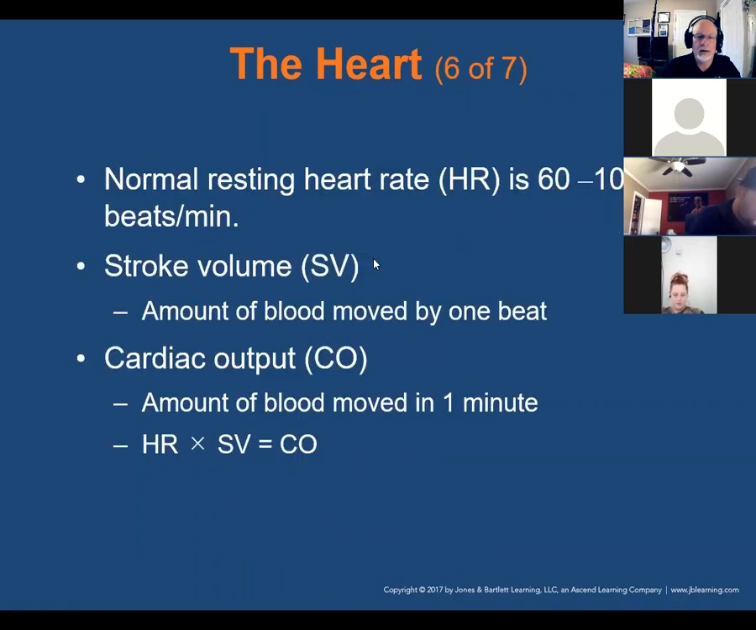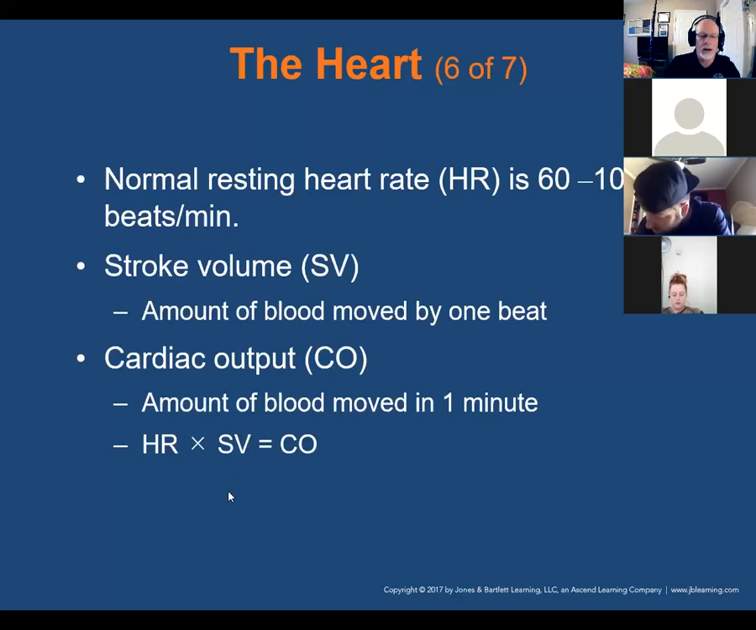Talked about that already. Stroke volume. Stroke volume is the amount of blood that's squeezed out of the heart in one beat. Cardiac output is the amount of blood squeezed out of the heart in 1 minute. So heart rate times stroke volume equals cardiac output. Well, that's easy, isn't it? Heart rate 60 to 100 a minute. Then we just multiply that times that stroke volume.